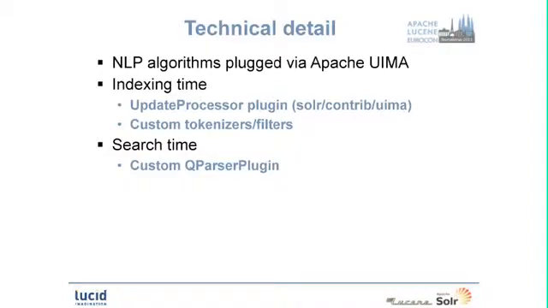So, from a technical point of view, the choice was to use an Apache project called UIMA to plug in the NLP algorithms. While at indexing time, we use a dedicated update request processor that has been committed to the Solr code base since Solr 3.1. And also some custom tokenizers and filters, and a custom query parser plugin.